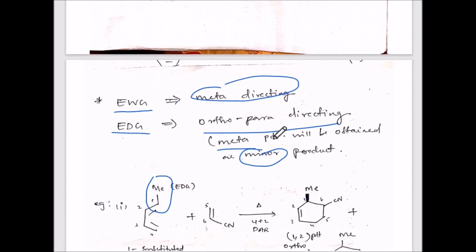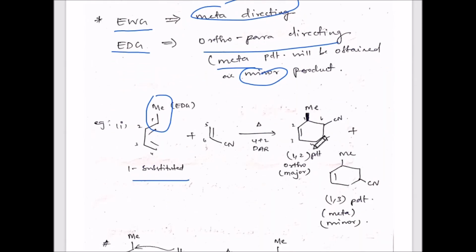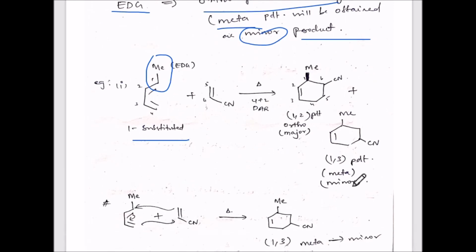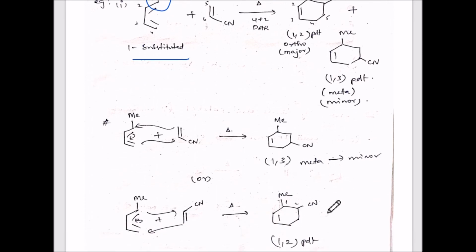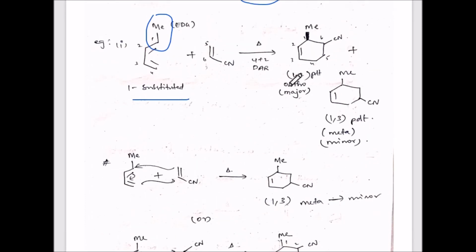So you omit para. We saw here electron donating groups are ortho para, but which is major? Ortho. So the major product here will be your ortho. You get the 1,2 product. This is what you get over here. Then the meta will be a minor product, which is shown over here. So it is a 1,3 product, a minor product. So 1,2 will be the major, and 1,3 will be a minor product. Remember that.